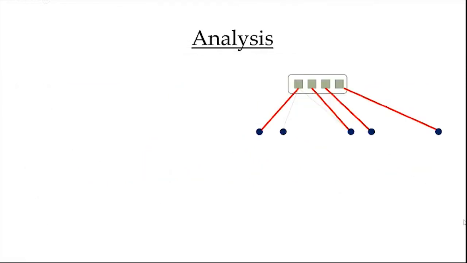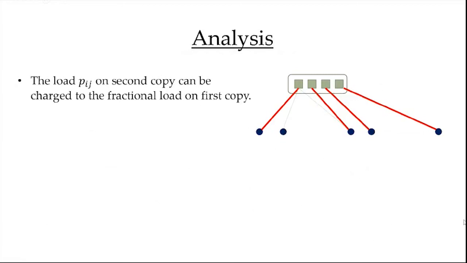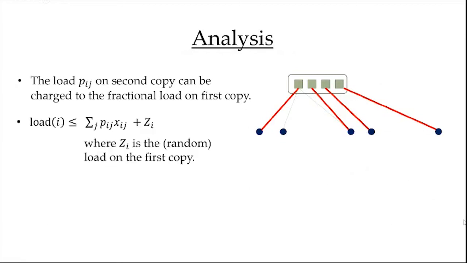Why is it good? Well, let's analyze. The point is that this Pij, the load on the second copy, can be charged to the first copy. Why? Because the jobs were in decreasing order. So the Pij for this second red edge is at most the Pijs on these three edges. So the total summation Pij Xij, the fractional allocation on the first copy, will be more than the second red edge. Similarly, the third edge will be eaten up by the second edge, and so on. So the load Pij on the second and higher copies can be charged to the fractional load on the first copy. Believe me if you have not followed this, but the load on machine i is at most the total fractional load on this machine, summation Pij Xij, plus the first load, which has not been charged.